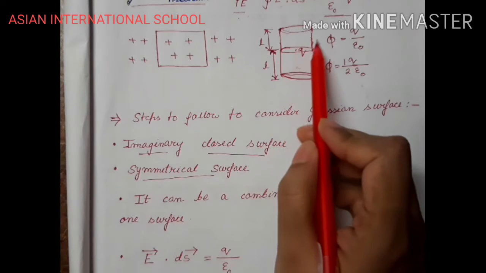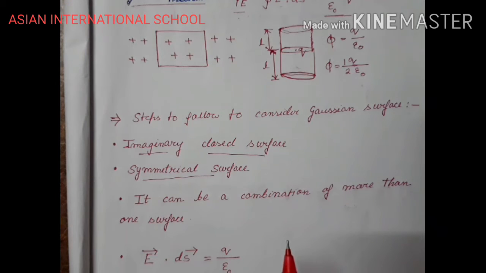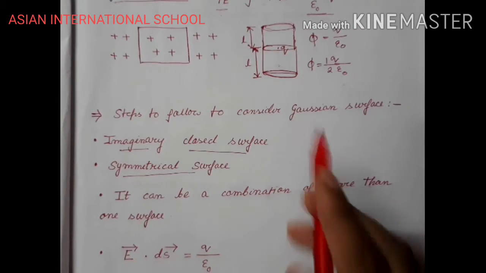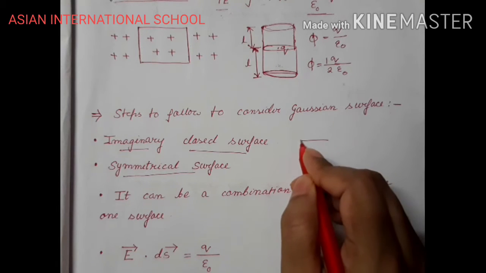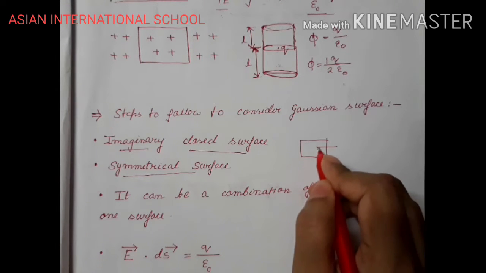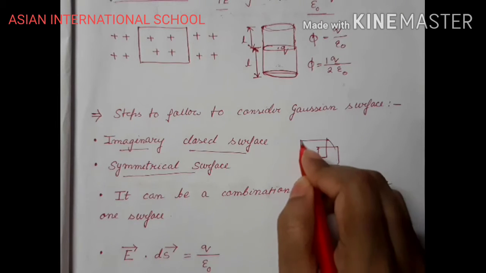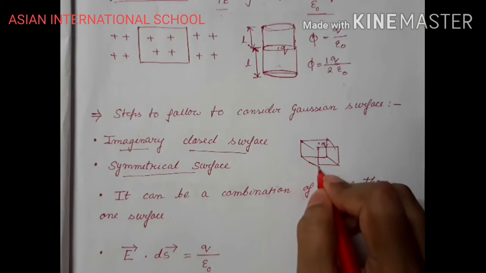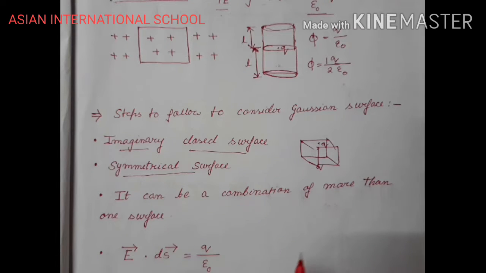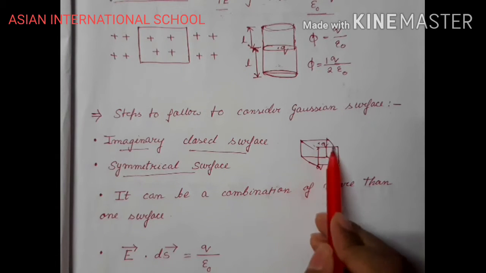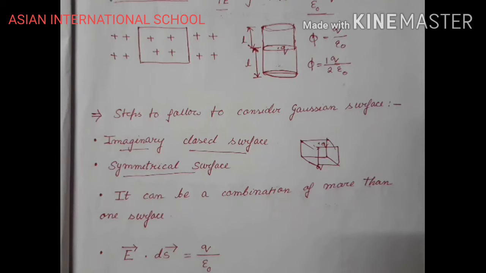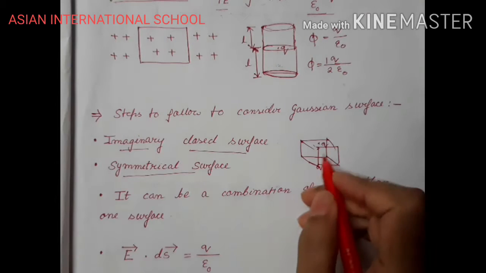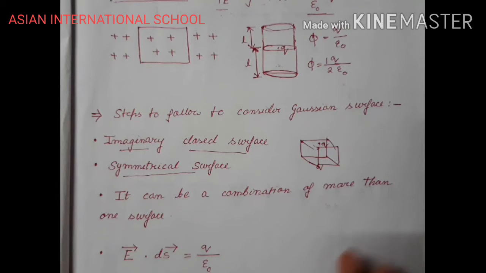In this case, you see we have taken a cylinder. Or if you remember when we did these sums for a cube, if I keep a charge q over here, or if I keep a charge q on the vertex, we enclosed this charge q with the help of another cube which is symmetrical. We have not chosen any non-uniform surface. We should always choose a symmetrical surface.